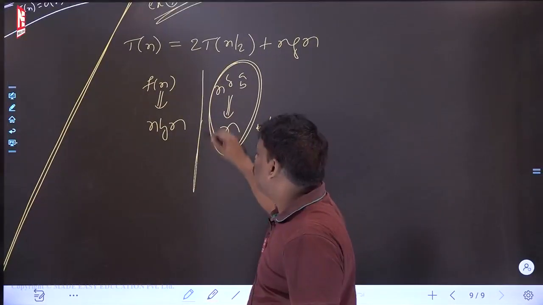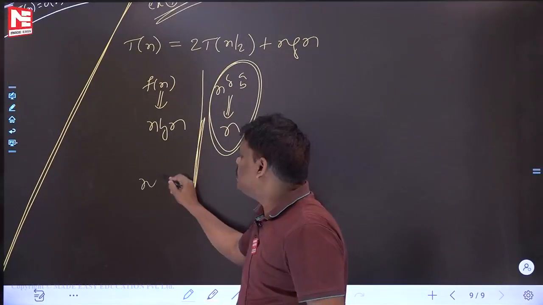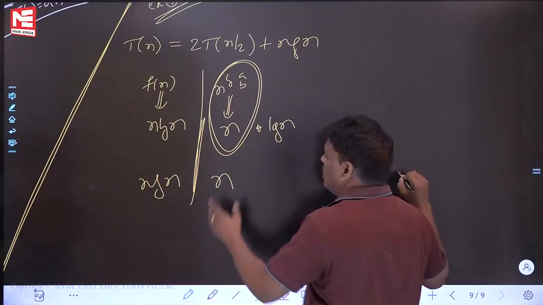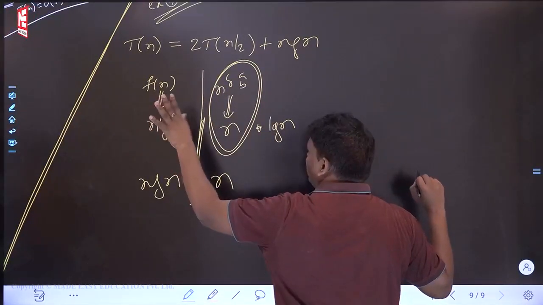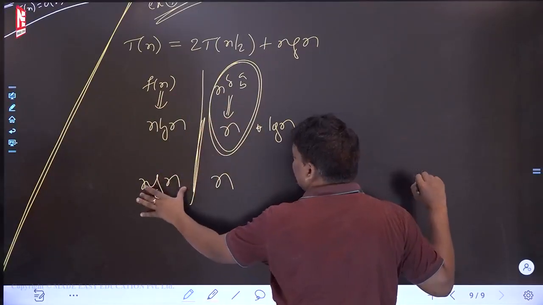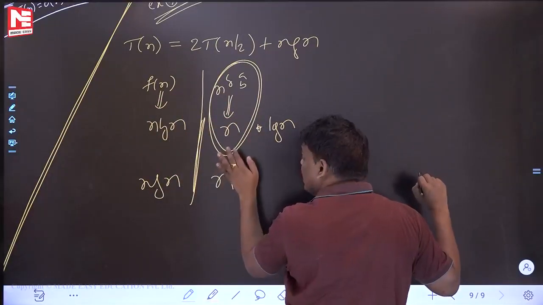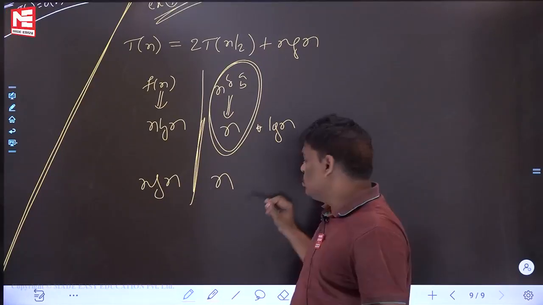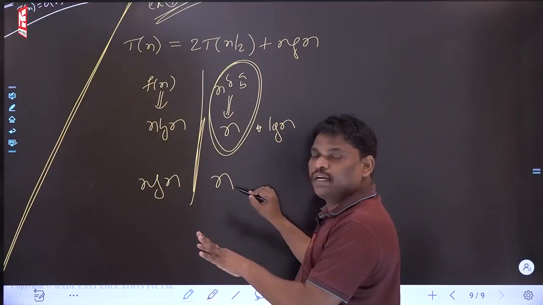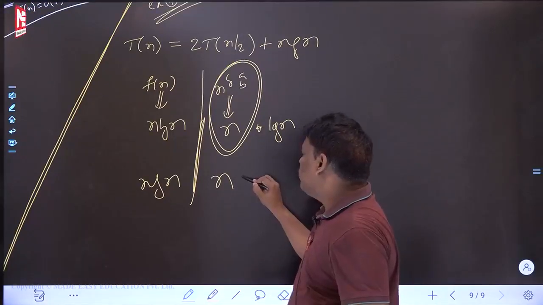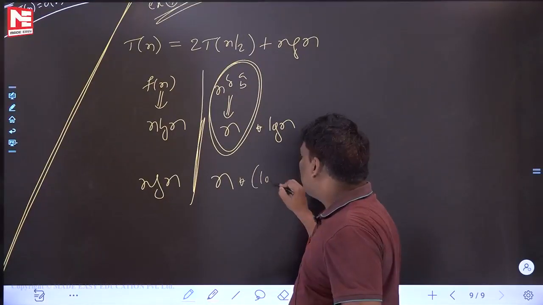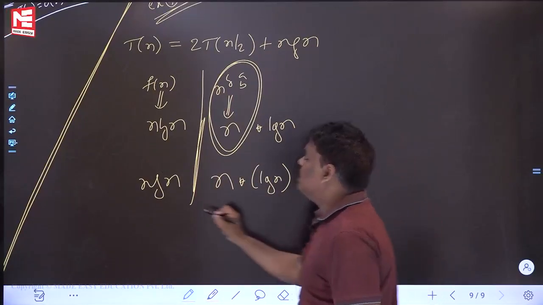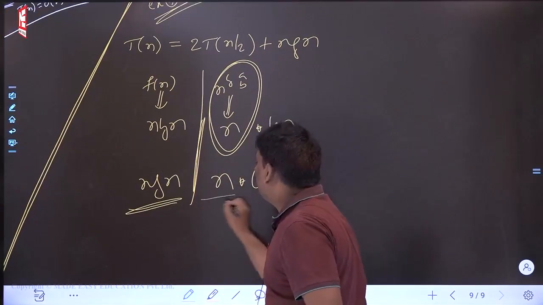Left hand side n log n is there. What is the right side? n there. Case 1 fail, case 2 fail, it's okay. Now come to case 3. What case 3 of the master theorem is saying: go to the right hand side, and whatever is there, multiply by log n whole power something so that both will be equal. Left is n log n, right is only n.